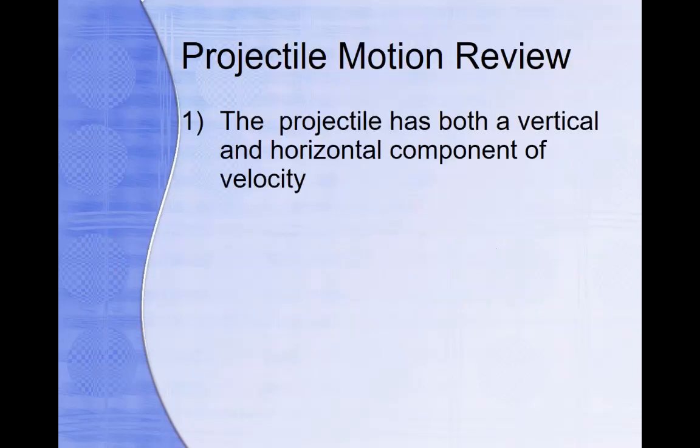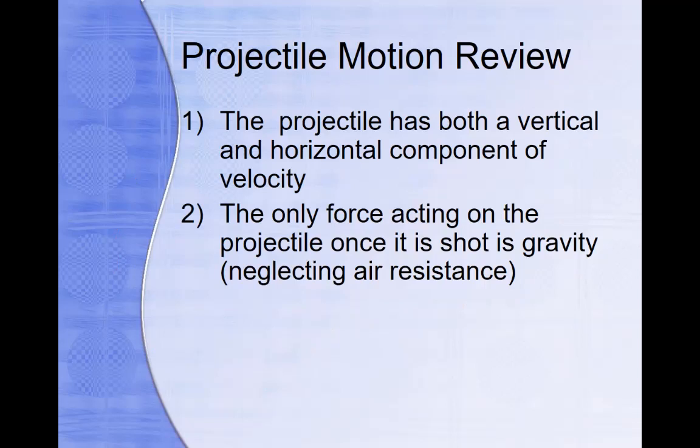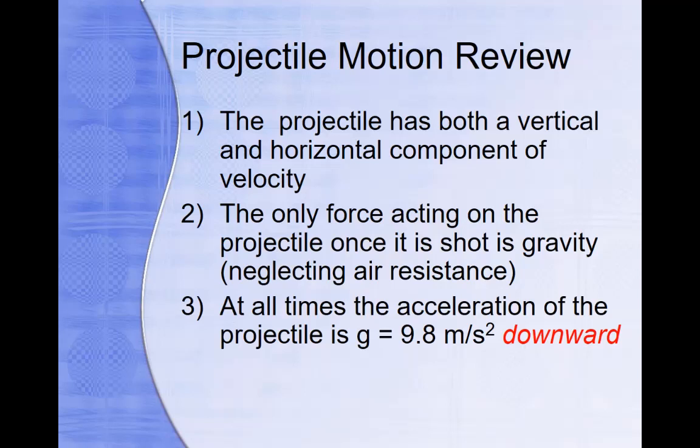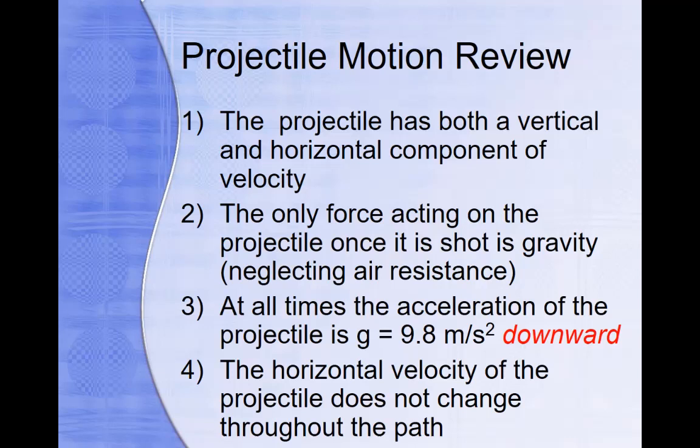All right, quick review and we'll call it good. The projectile has both a vertical and horizontal component of velocity. The only force acting upon the projectile once it has left the hand or is fired from the gun is gravity, and we're neglecting air resistance, so don't forget that, which means we have a constant acceleration in the downward direction of 9.8 meters per second squared, and the horizontal velocity does not change because we're neglecting air resistance.